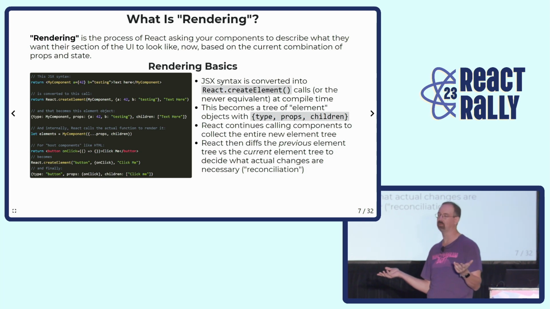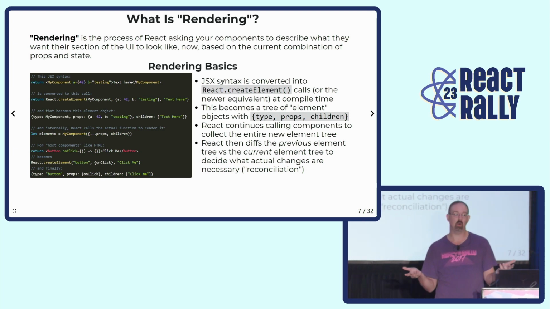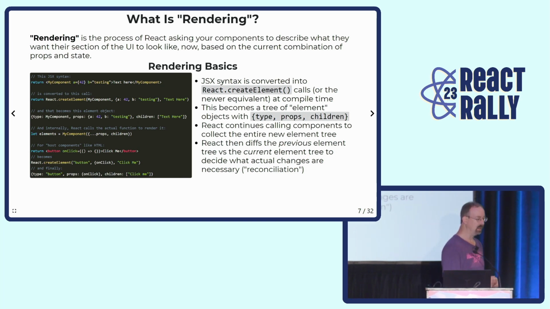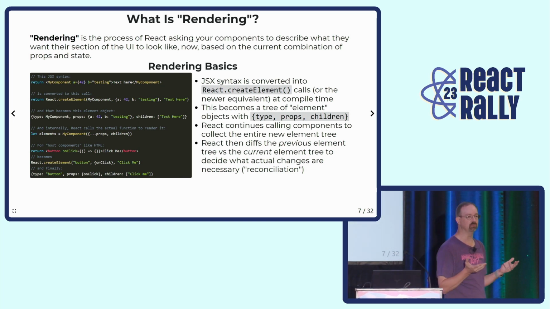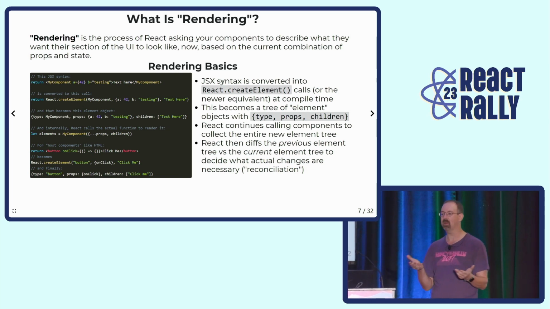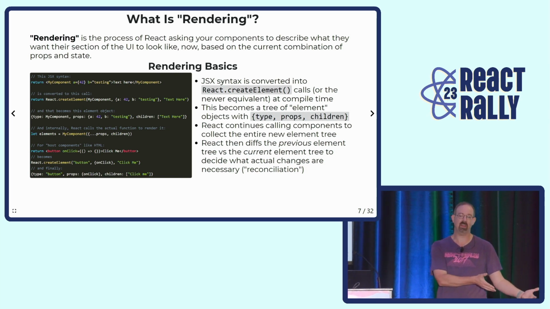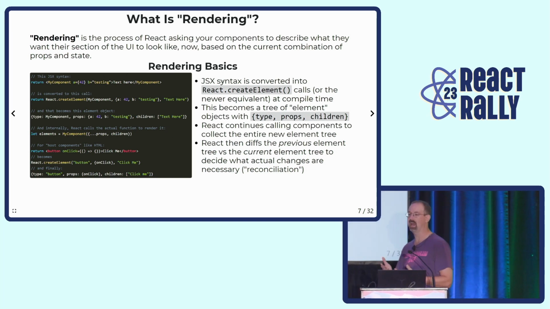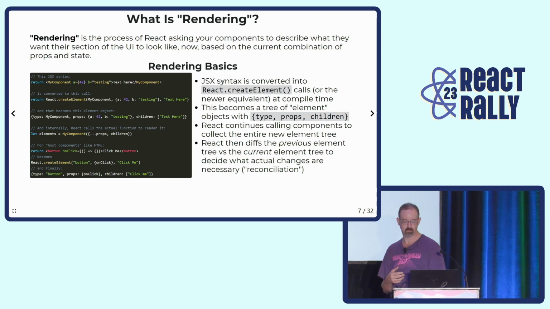You might have heard the phrase virtual DOM, and that's really all this is, a tree of objects describing the UI. So React is then going to look at this tree of descriptive objects and compare that versus what you said it should look like the last time. And this is called reconciliation, figuring out what things have changed.